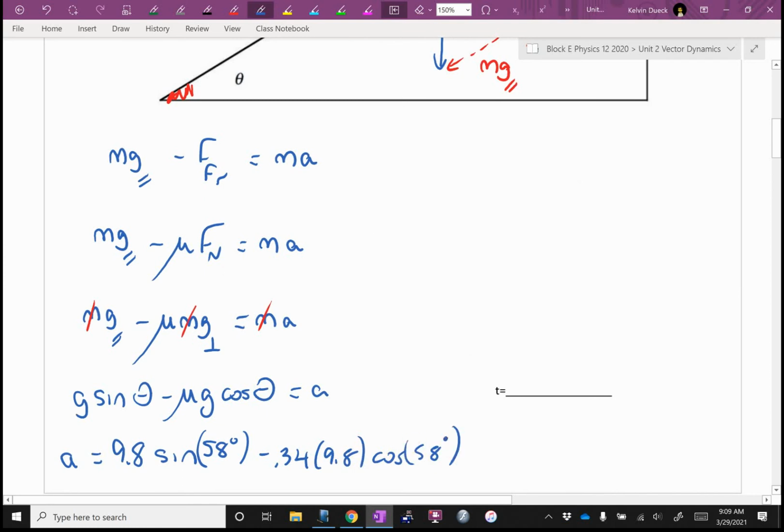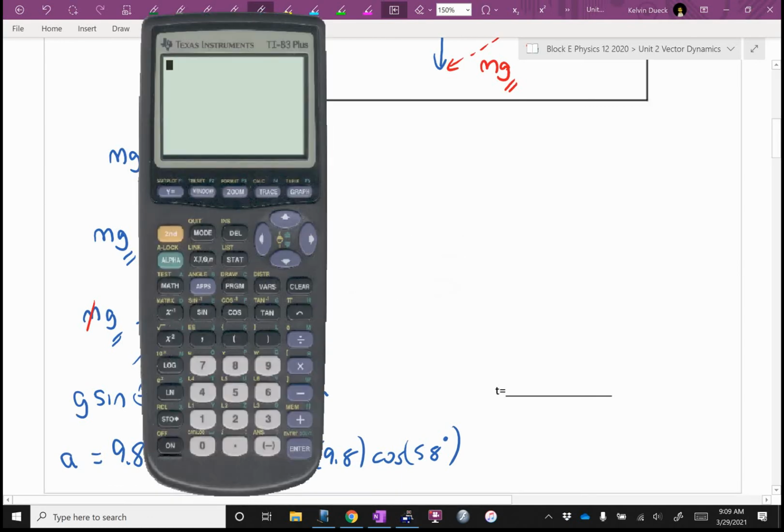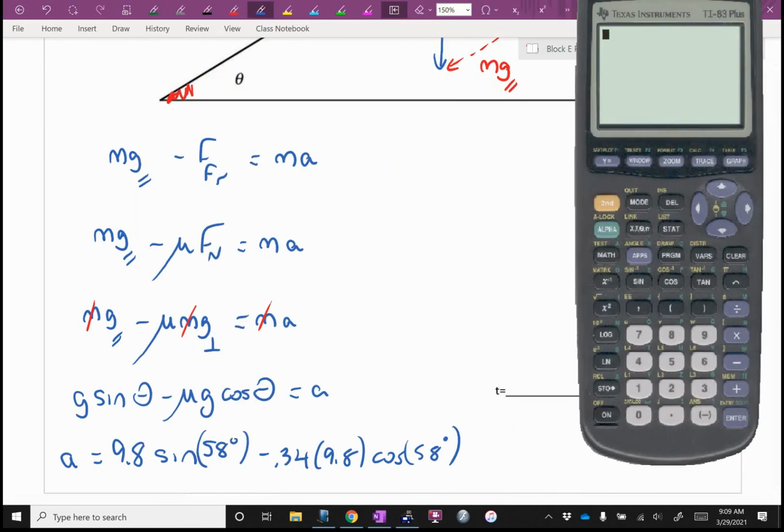Now, if you didn't cancel out the m's, you'll be okay. You'll get the same answer as me. You would just have an m there, and you would also have an over m. So you would times everything by m and divide everything by m, which is why it cancels. So you'll get the same answer, but I'm naturally lazy. Why would I do extra work when I don't need to? 9.8 sine 58 minus 0.34 times 9.8 cos 58.